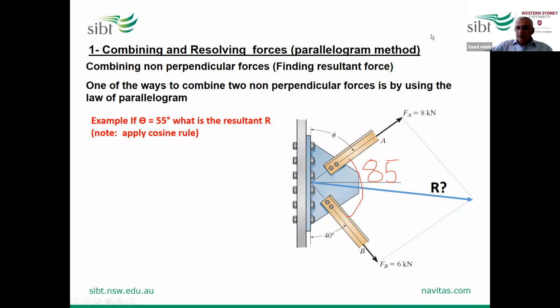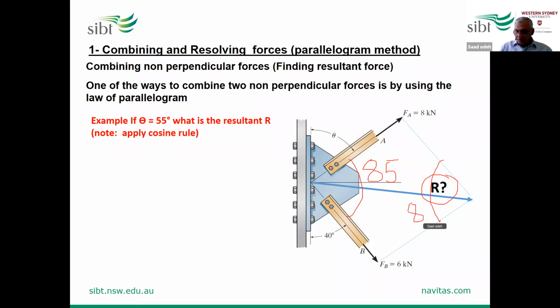Now, to find the resultant force R, we need to complete the parallelogram angles, or find the other angles of the parallelogram. I know this is 85, the left one, which is equal to the right one here, also 85.